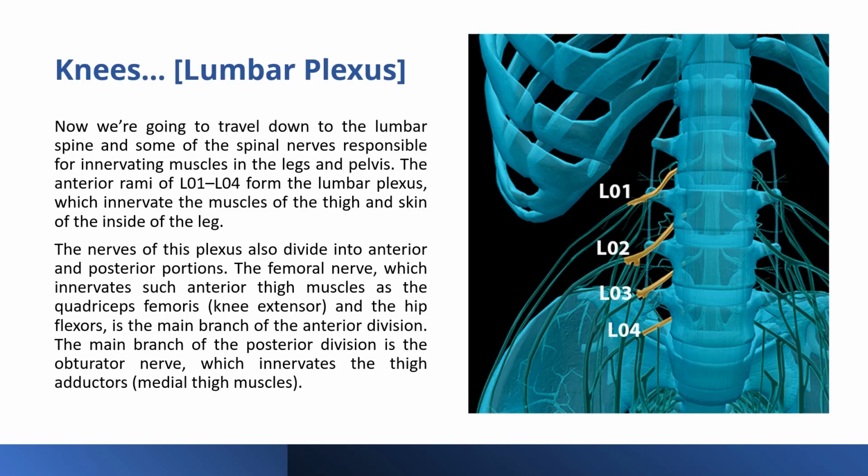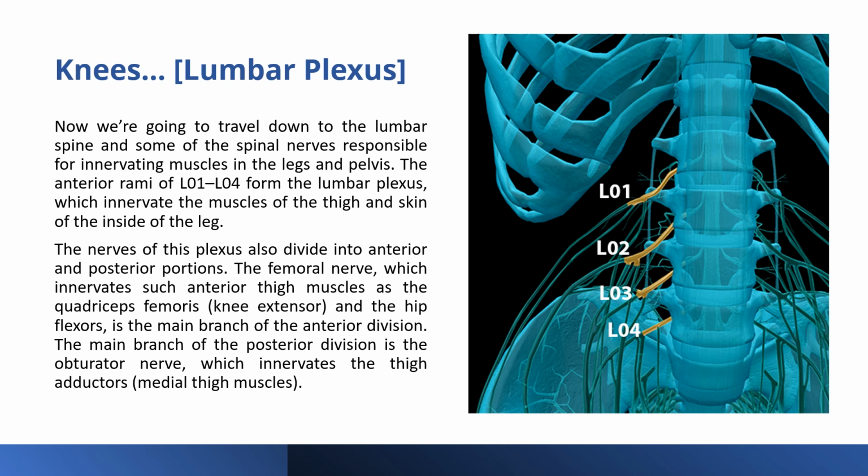The knees, the lumbar plexus. Now we're going to travel down to the lumbar spine and some of the spinal nerves responsible for innervating muscles in the legs and pelvis. The anterior rami of L1 through L4 form the lumbar plexus, which innervates the muscles of the thigh and skin on the inside of the leg.